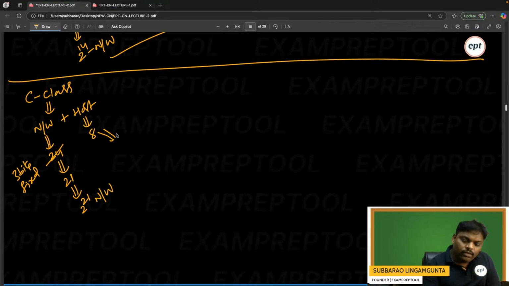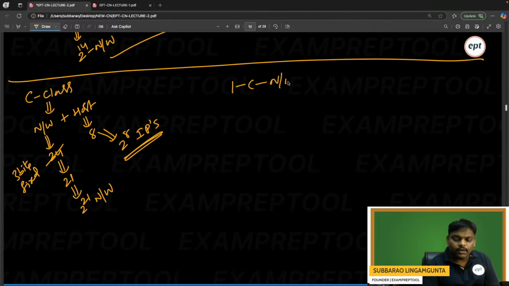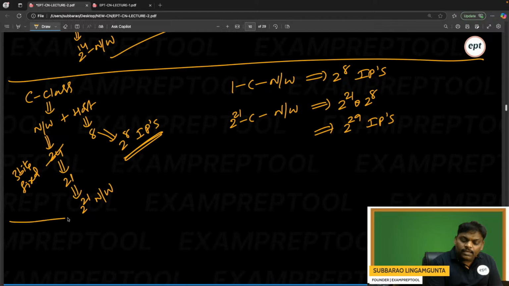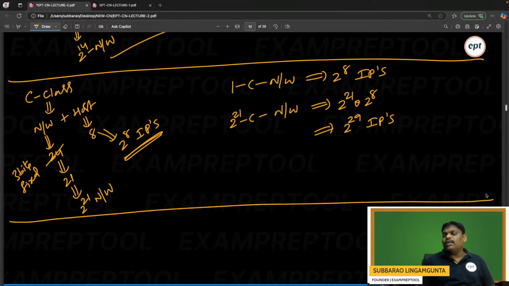So what about the host part? Host has 8 bits, so 2 power 8 IPs. Remember, one network has 2 power 8 IPs. Let's check: one class C network has 2 power 8 IPs. But we have 2 power 21 class C networks, so 2 power 21 into 2 power 8 is 2 power 29 IPs possible. Remember everyone, in class C, 3 bits are fixed. Out of 32, if you remove 3, it is 29. So 2 power 29 IPs possible. One class C network has 2 power 8 IPs, and there are 2 power 21 class C networks, so 2 power 21 into 2 power 8 is 2 power 29 IPs.